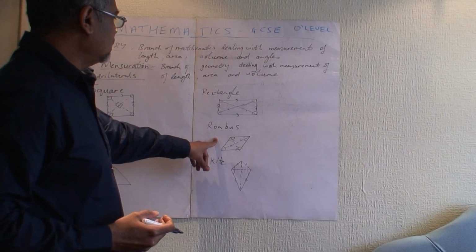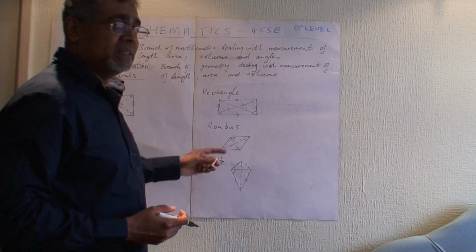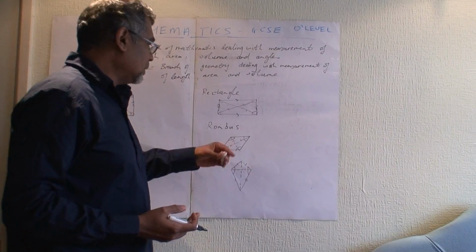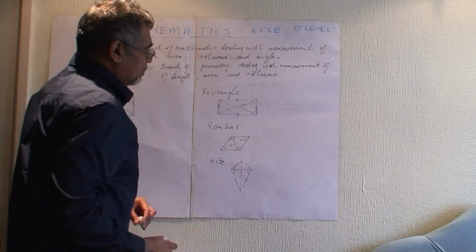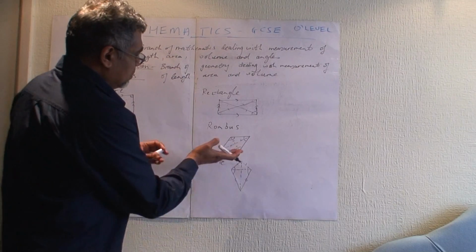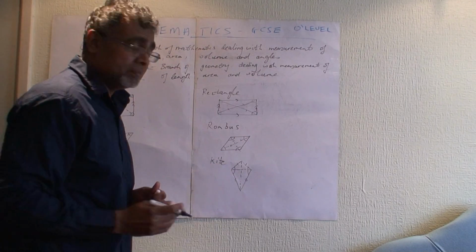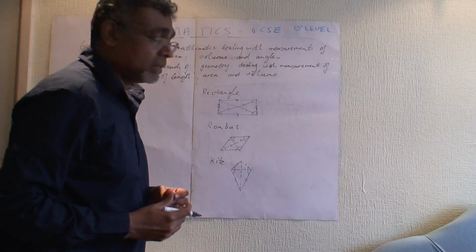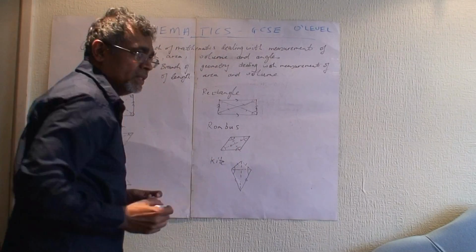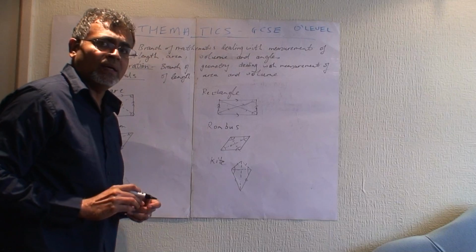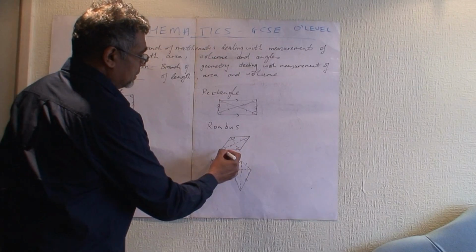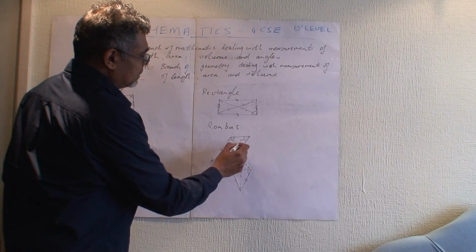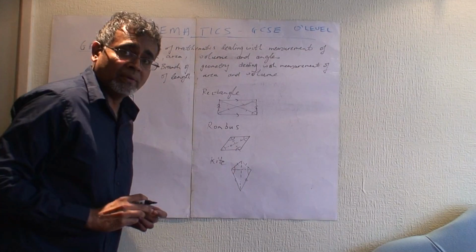The other one is the rhombus. A rhombus is almost like a square, but a tilted square. That means the opposite sides are parallel to each other, going in a similar direction. This length is equal to this length, and they are parallel to each other. The opposite angles are equal. This angle is equal to this one, and this angle is equal to that one. The intersecting lines bisect each other directly in the middle.